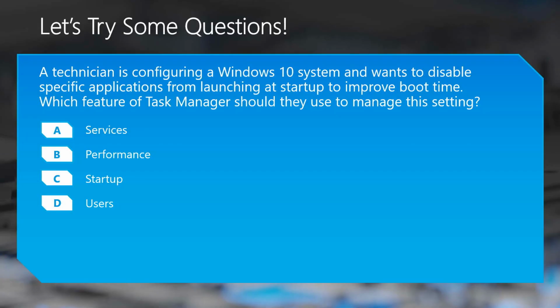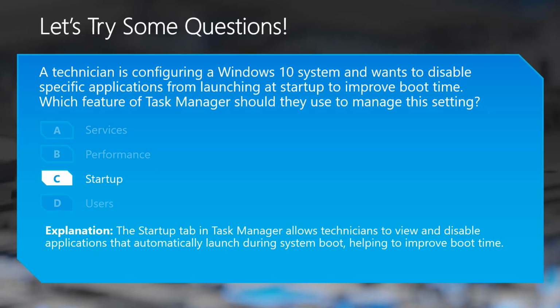All right, a technician's configuring a Windows 10 system and wants to disable specific applications from launching at startup to improve boot time. Which feature of Task Manager should they use for this setting? Well, that's the answer right there. I didn't mean to go so fast, but it's C, Startup. The Startup tab allows you to view and disable applications that will launch at startup.